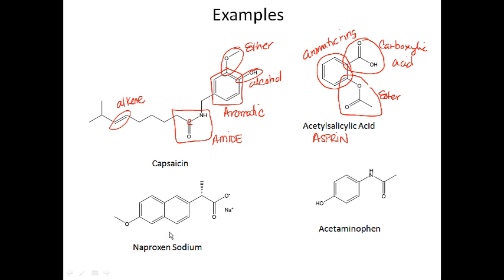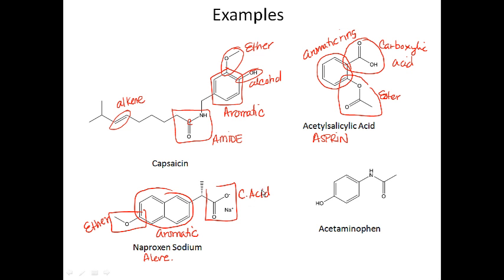Here's naproxen sodium that we'll be using in lab. Naproxen sodium is the major component of an Aleve tablet. So it's got a couple of benzene, a couple of aromatic rings here. It's got an oxygen attached to 2 carbons, so it's got an ether. Over here it's got a deprotonated carboxylic acid. So it's got a carboxylic acid that's deprotonated.